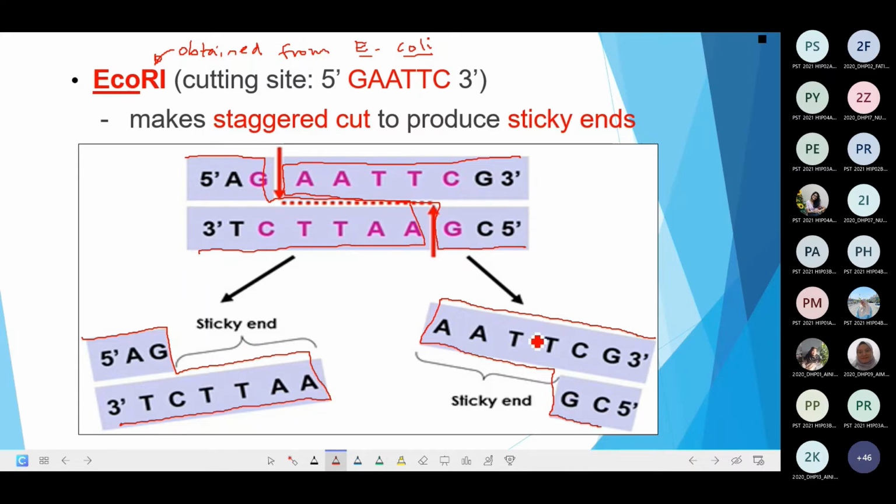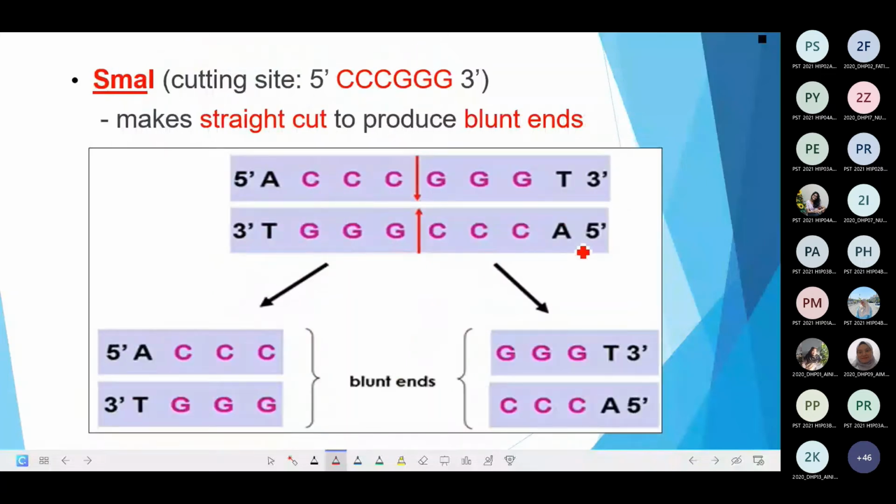Okay, the same goes on this side. This part of the DNA strand which is protruding will be producing the sticky end, another sticky end. Okay. Now what about this other restriction enzyme, the SmaI?